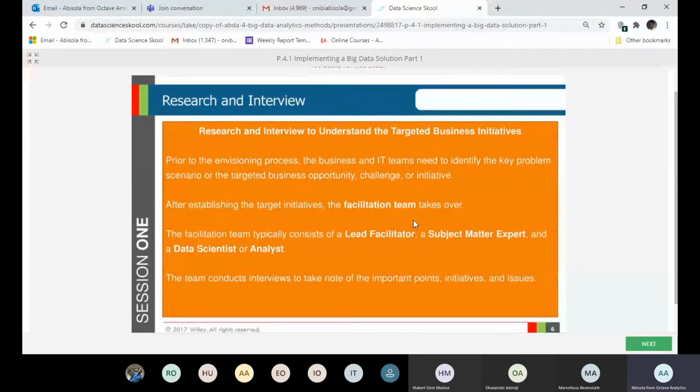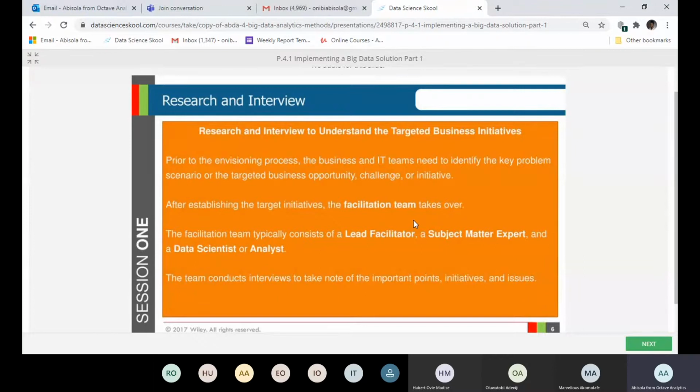So the subject matter expert, on the other hand, has widespread experience in the industry. So he has a good knowledge of businesses, or he has a good knowledge of the business in question. For example, you are dealing with the agricultural sector. You either take a subject matter expert that has experience in the agriculture sector, or has experience over a wide range of industries. So that is the subject matter expert.